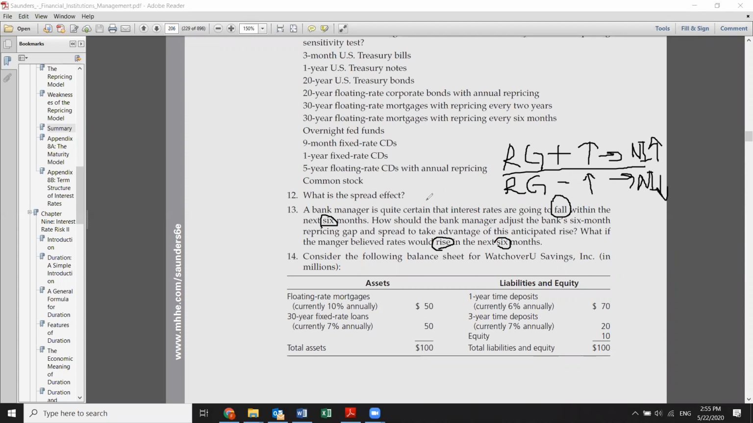In the explanation, we are asked to apply the same logic. If you are a bank manager and you think that in the next 6 months the interest rate is going to fall, what would be your action? What would you try to do with your balance sheet? As interest rate is expected to fall, the bank manager should set the repricing gap to its negative position.